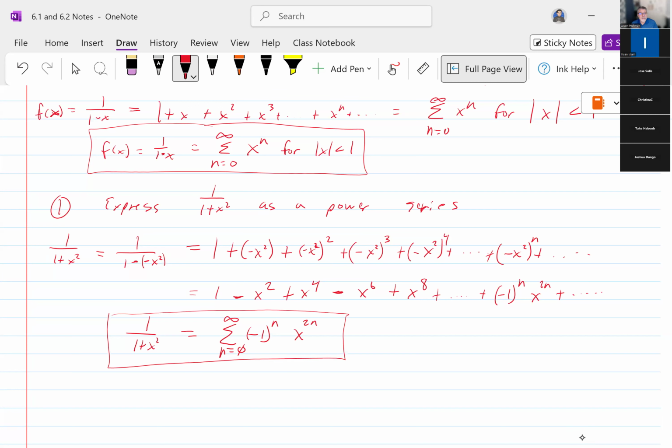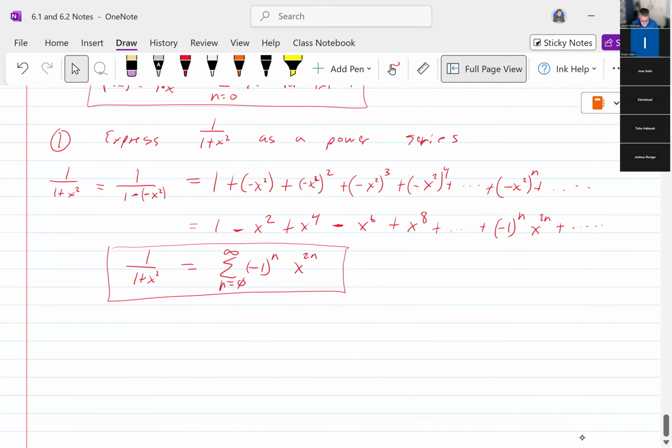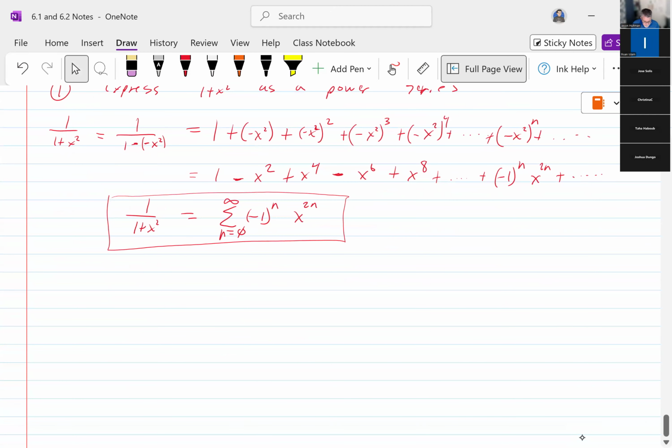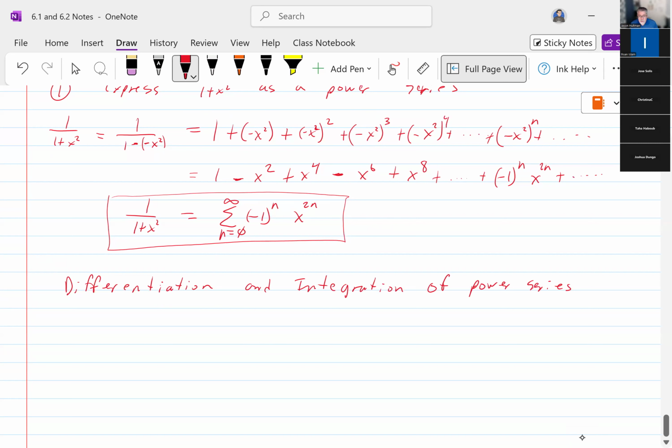And so we can start expressing functions now as power series. Kind of cool. Let's talk about differentiation and integration of power series.